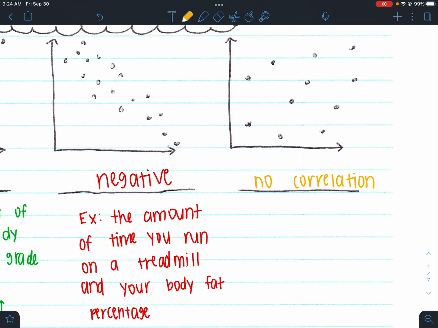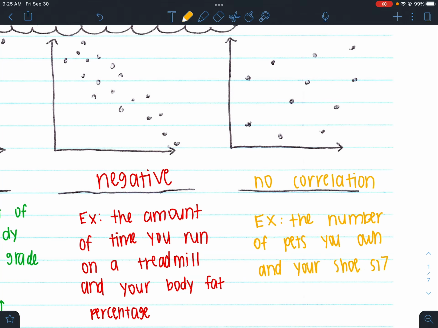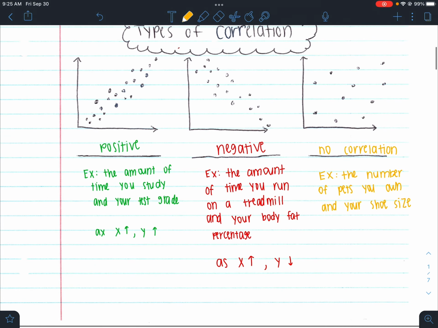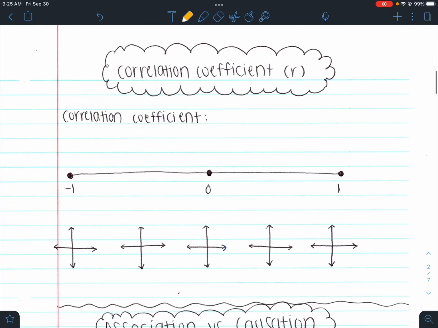Now something with no correlation, I'll go ahead and give an example of that. That could be literally anything that are two things that aren't related. So the number of pets you own and your shoe size. Right, those two things are not related, obviously, because the number of pets that you have is not going to determine what size shoe you are, right? Those are two completely unrelated things, so that's what I mean when we say no correlation.